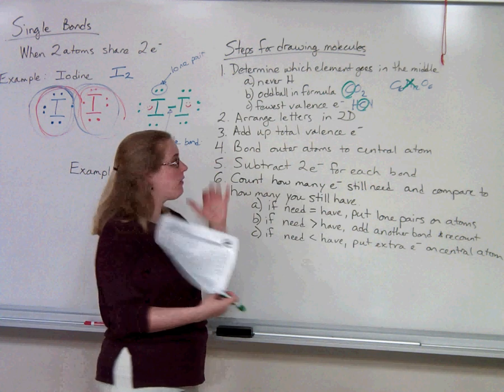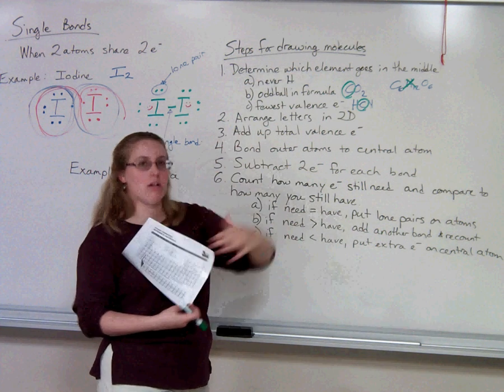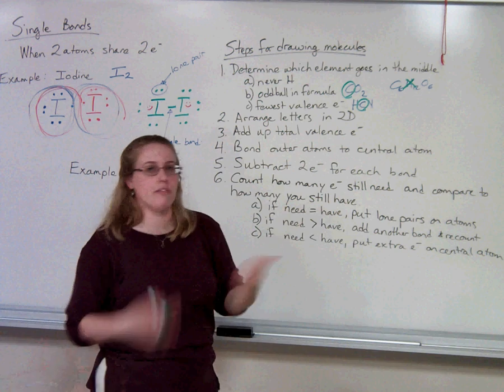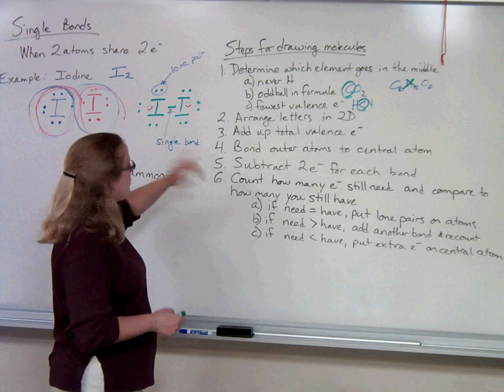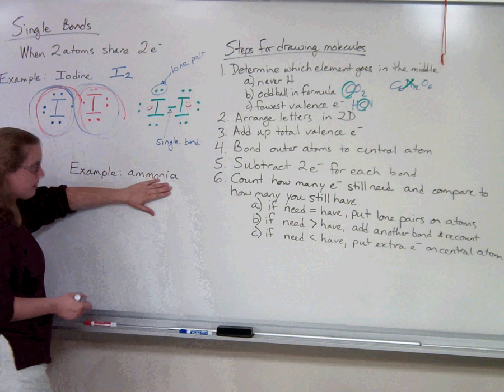So if you ever have hydrogen in with a bunch of other non-metals, hydrogen is going to consider it as a non-metal, and therefore we're talking about covalent. All right. So the first thing we got to do is figure out which element goes in the middle. Let's try our example over here, ammonia.